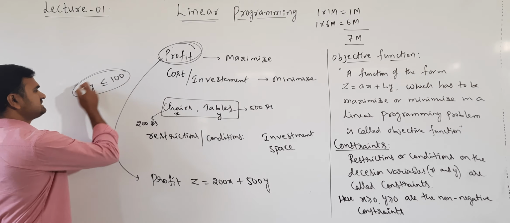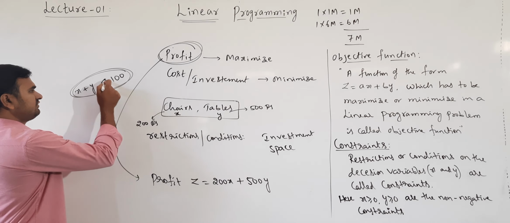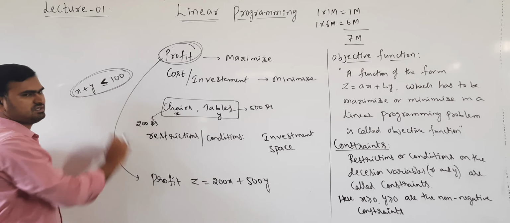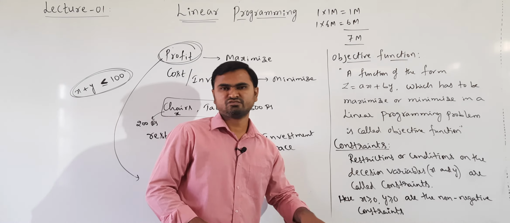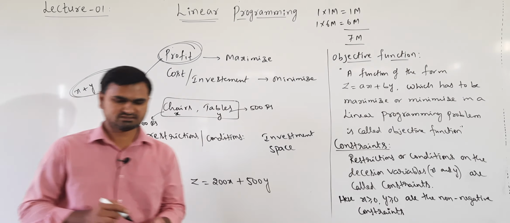So these restrictions or conditions we write in the form of linear inequalities. These constraints are always represented in the form of linear inequalities. Understand?